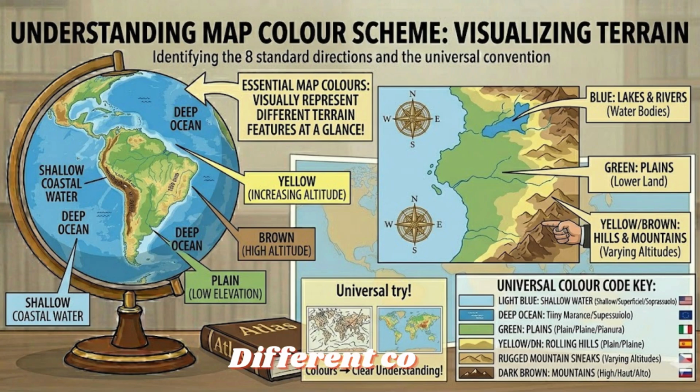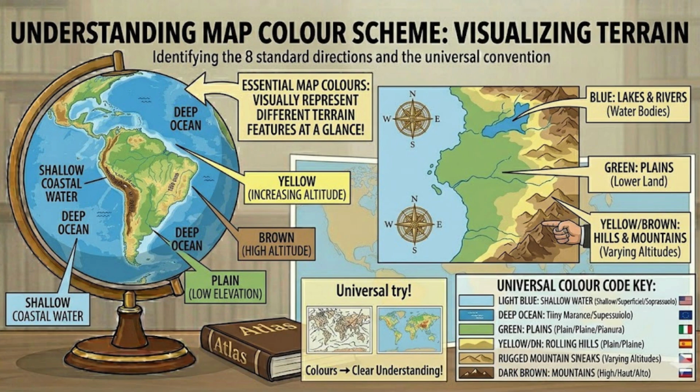Color scheme. Different colors are used on maps to represent different features. Blue represents water bodies, light blue for shallow water and dark blue for deep water, covering oceans, seas, lakes, and rivers. Green represents plain land at lower elevations. As land height increases, colors change to yellow, light brown, and brown to show varying altitudes. This color coding makes it easy to visually understand the terrain of a region at a glance. The standard color scheme is followed across maps worldwide, making maps universally understandable regardless of the language in which they are written.